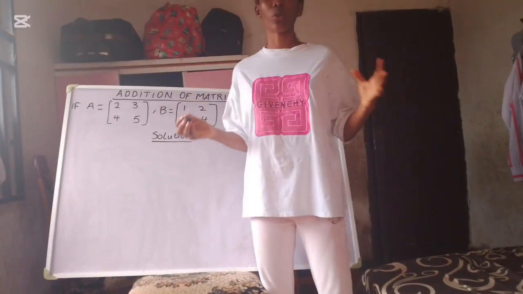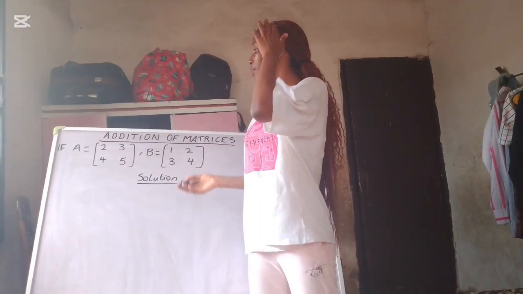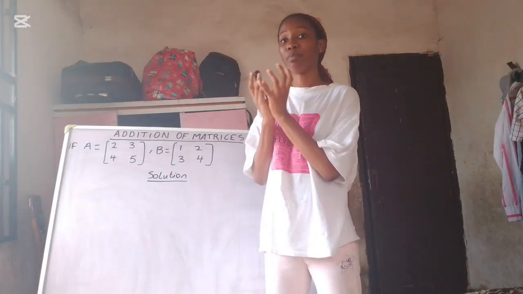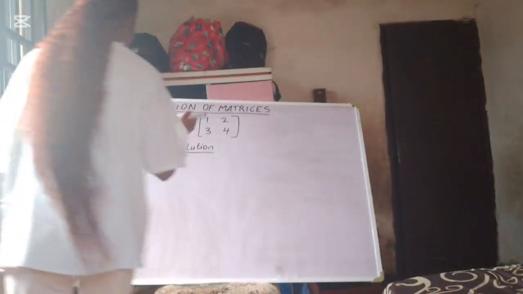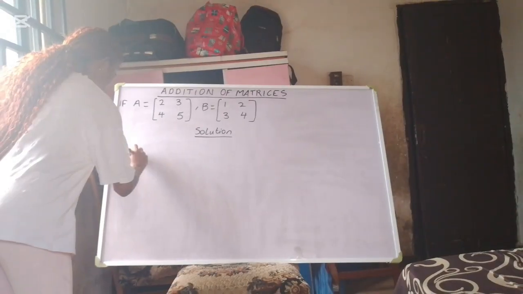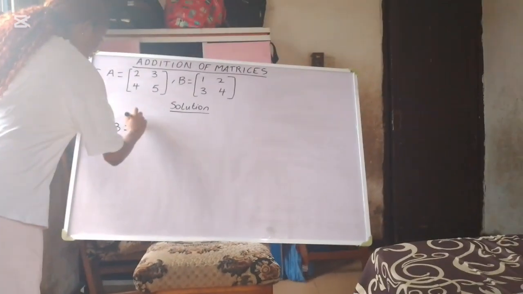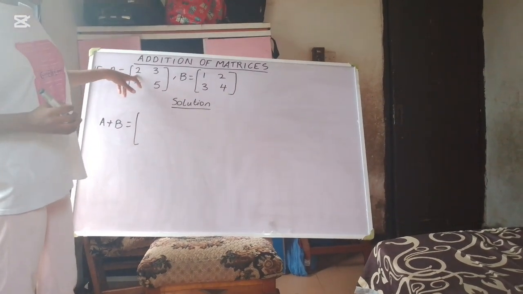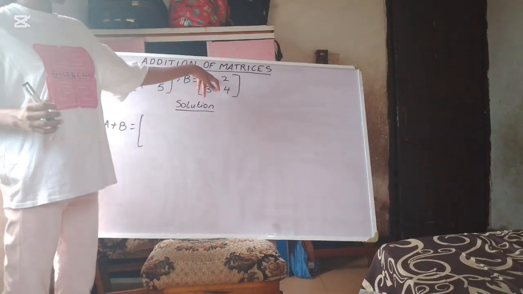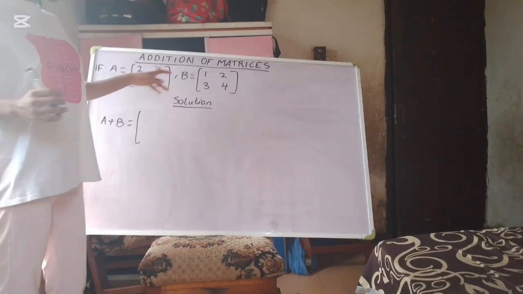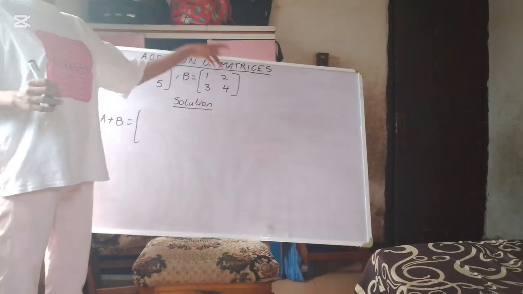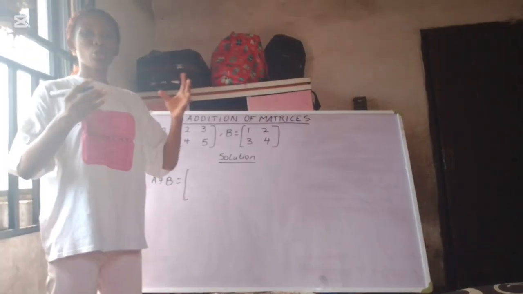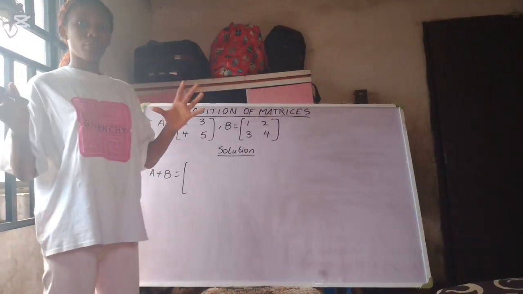So the way you add and subtract matrices, you simply add and subtract the entries. That is, you add and subtract by the position. If you want to find A plus B here, you simply add the number in the first position in A to the number in the first position in B. The number in the second position in A, you add to the number in the second position in B. You are just adding them according to their entries, according to their positions.